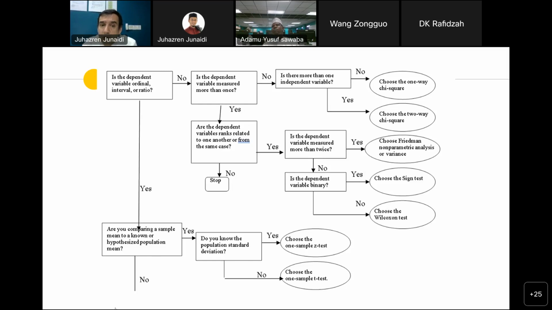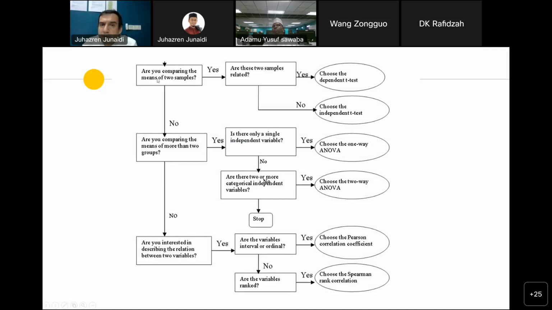Now we are going down. Are you comparing a sample mean to a known or hypothesized population? And the answer was no. Okay? So the answer was no. Are you comparing the means of two samples? If you say yes, are these two samples related? If they are related, dependent t-test. If not, independent t-test.